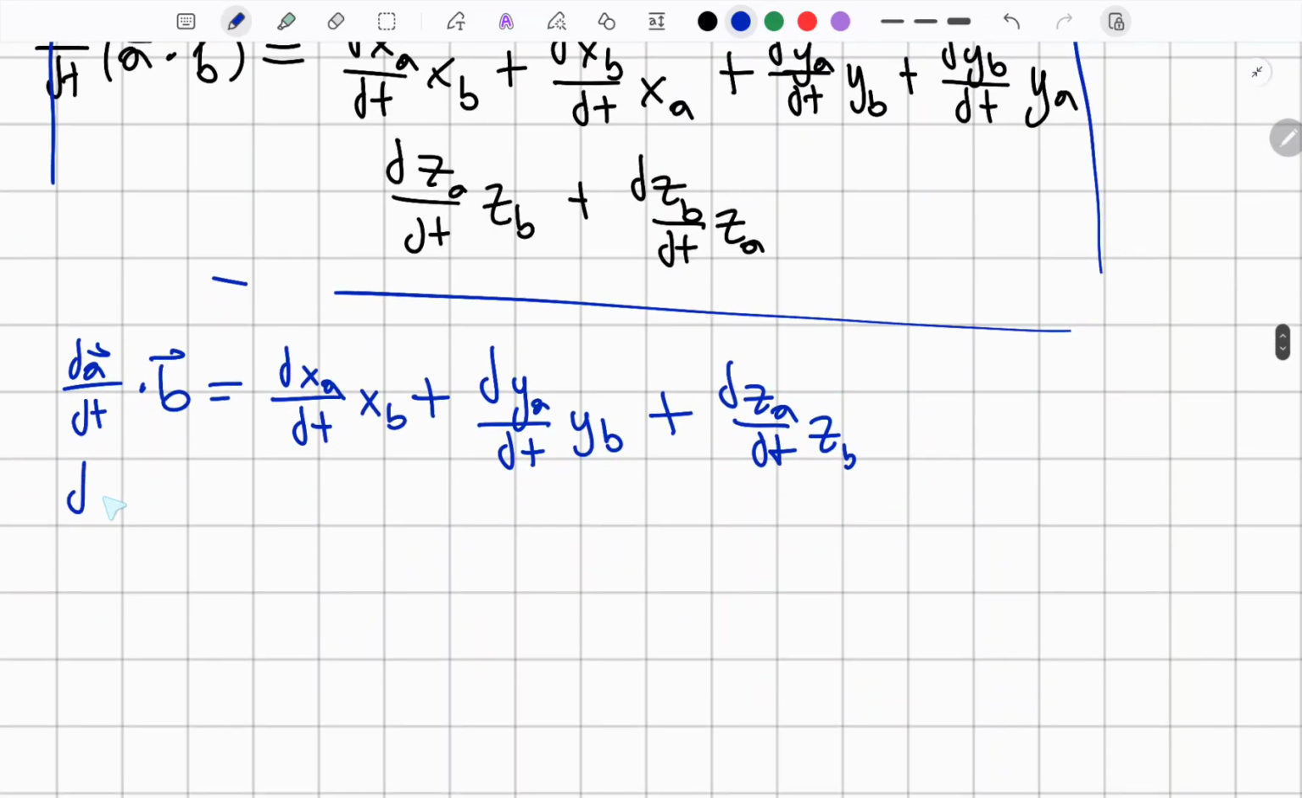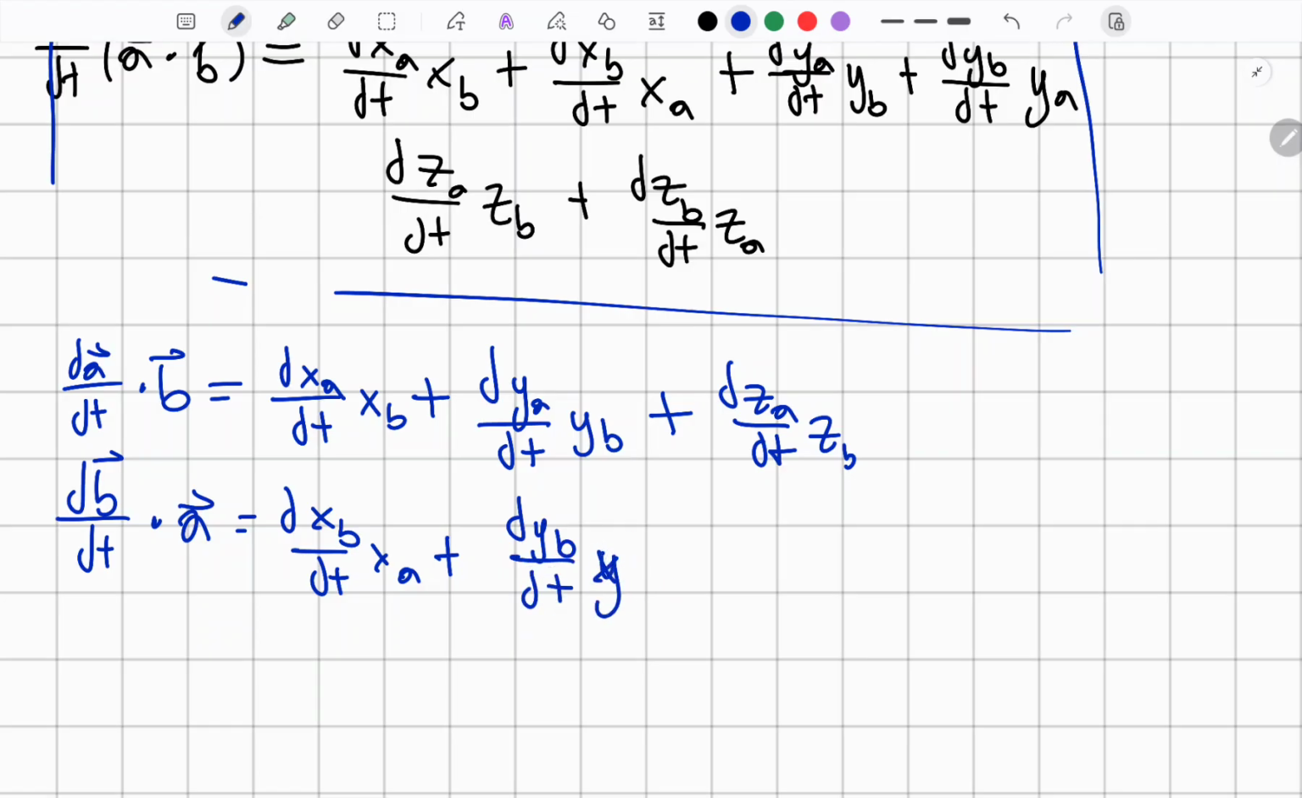And we'll get a similar result here for the derivative of B dotted with our A, which is going to actually be YA and then ZA.